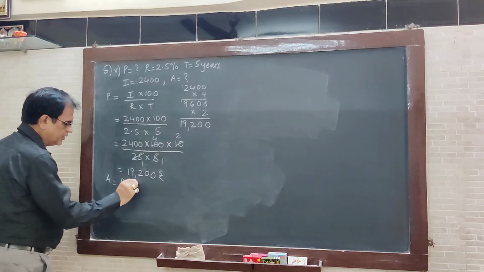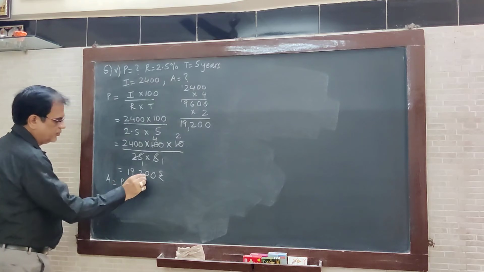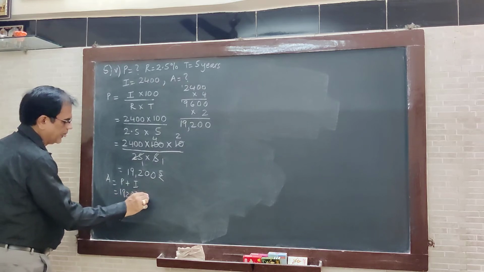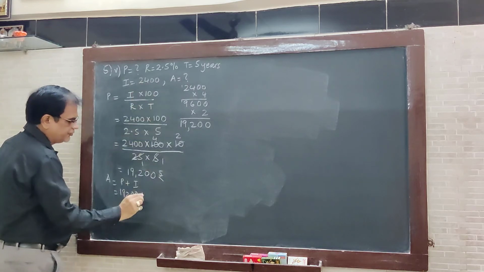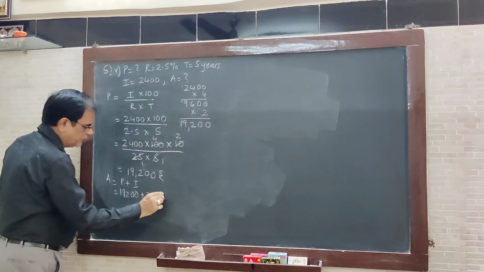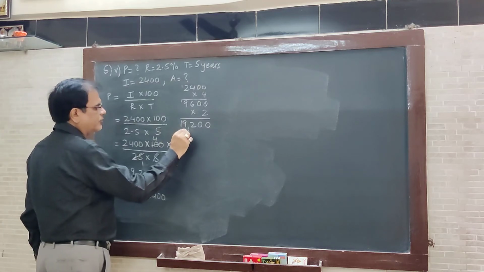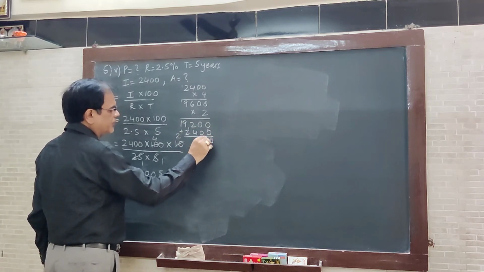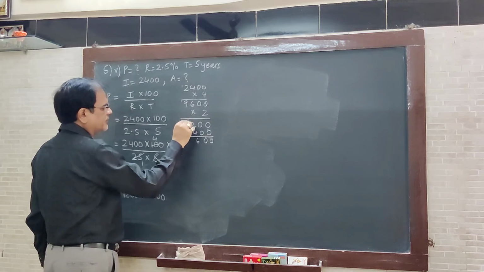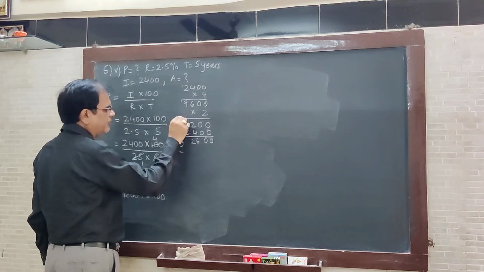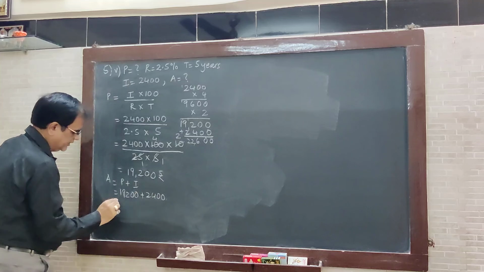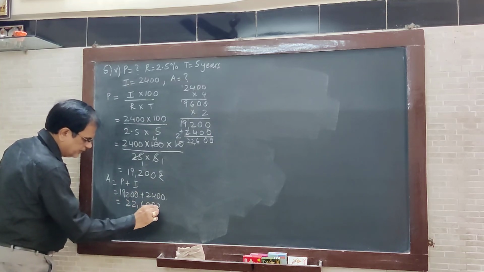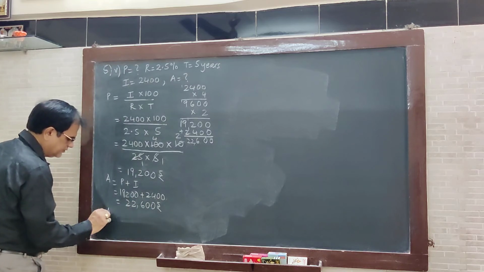Amount is equal to principal plus interest. Principal you got how much? 19,200 plus interest is given how much? 2,400. So 19,200 plus 2,400. How much you will get over here? 2 plus 4 is 6, 9, 10, 11, 12, 22,600. So total amount is 22,600 rupees.